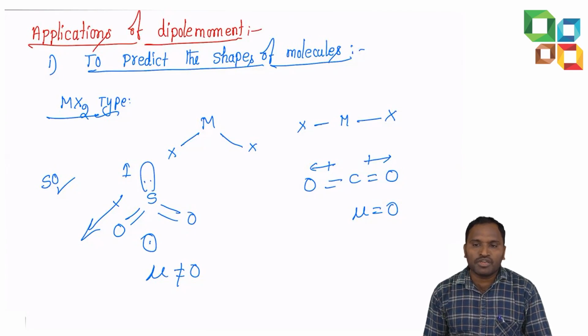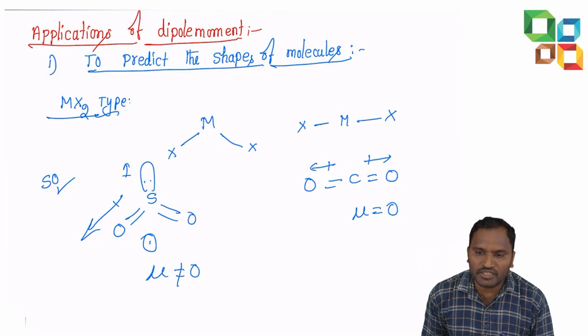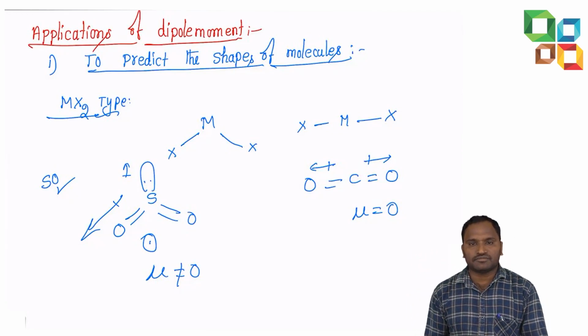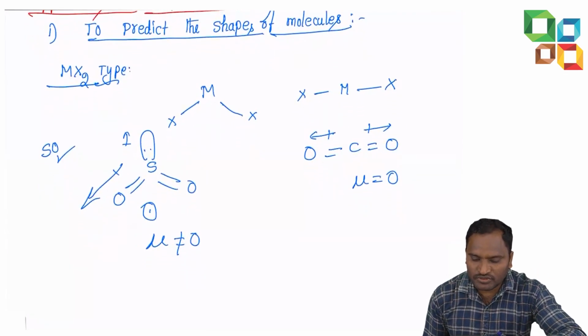In examination, they may give a molecule with molecular formula MX2 and its dipole moment. Experimentally, they found that the dipole moment of the molecule is equal to 0. Then you go through the linear shape molecules. In the given options, whichever has linear shape, select that option. If it is not equal to 0, angular shape. Only these two possibilities are there in case of MX2 type.